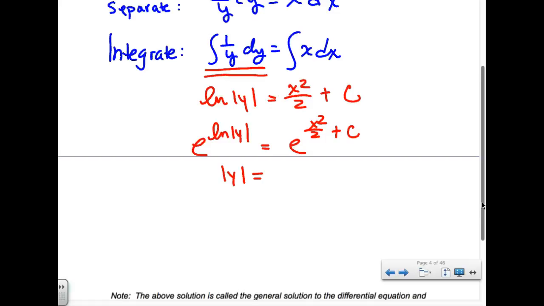Over here, I've got to show you something way back from Algebra 1. Is it true that x to the 3 plus 5 is equal to x to the 3 times x to the 5? Is that true or false? True. I'm going to use that property over here to get C out of the exponent. So what I'm going to do is say y is really e to the x squared over 2 times e to the C.